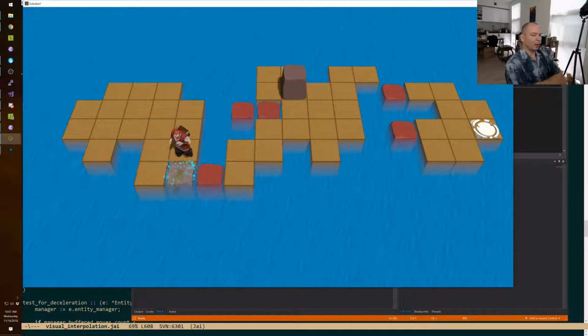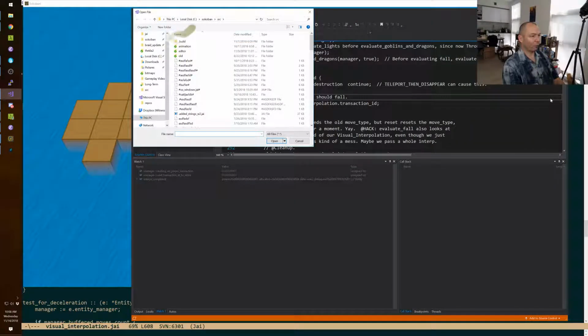Yep. So, okay, what's happening is some of the edits we did are to the falling code. So that's like snapping it into the target position, and that's resetting the visual interpolation. So the visual interpolation is never finishing, and so we're never calling next transaction, whatever. So we got to look at that.